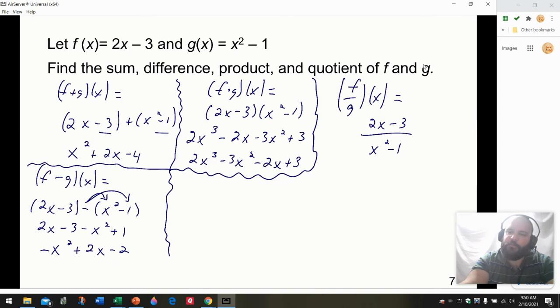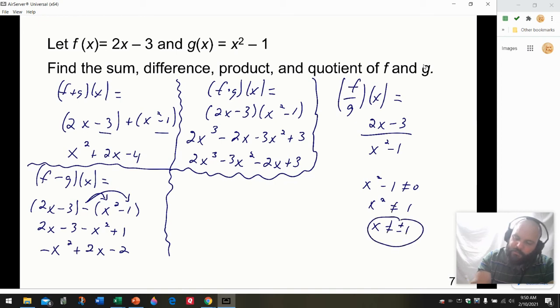Now, you do have to write the restriction. This is important because x squared minus 1 is not allowed to be 0. So that means x squared is not allowed to be 1, which means x is not allowed to be plus or minus 1. So you do need to write that restriction for the quotient. But other than that, it's pretty simple.